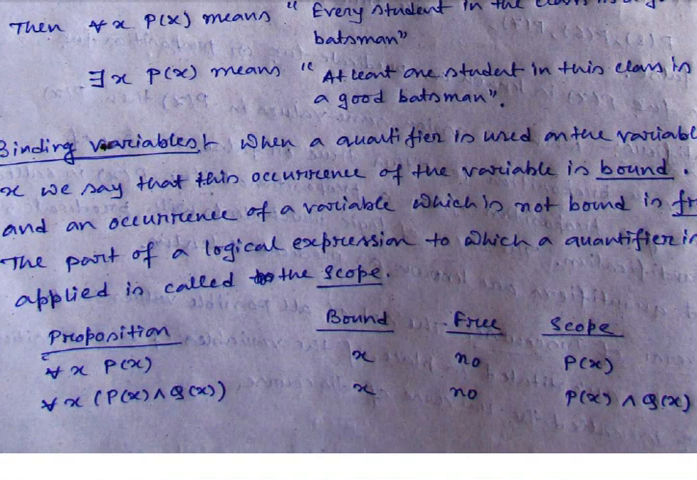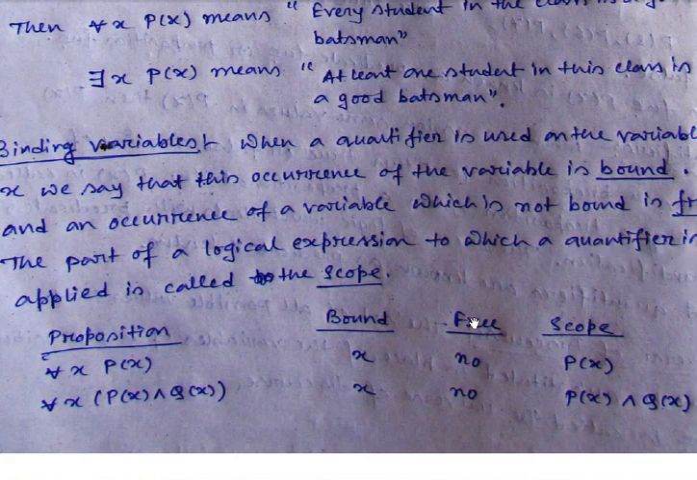For our WBT syllabus, basically short-question type problems appear from this small portion. What are binding variables? Whenever you apply a quantifier to a variable, the occurrence of the variable becomes bound. It cannot go beyond the quantifier, so that variable is said to be a bound variable. But if there are some variables left on which you are not applying the quantifier, then those variables are said to be free variables.